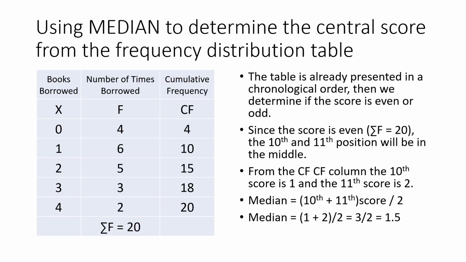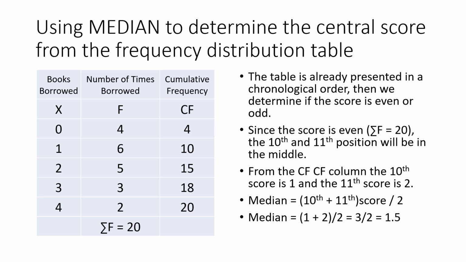Using the median to determine the central score from the distribution table. How do we use the median? To use the median, what we need to do is note that the table is already presented in chronological order. It has been arranged from the smallest to the highest, with their respective frequencies, the number of occurrences, by their side. So we don't have to arrange again. That's one of the benefits of using a frequency distribution table.